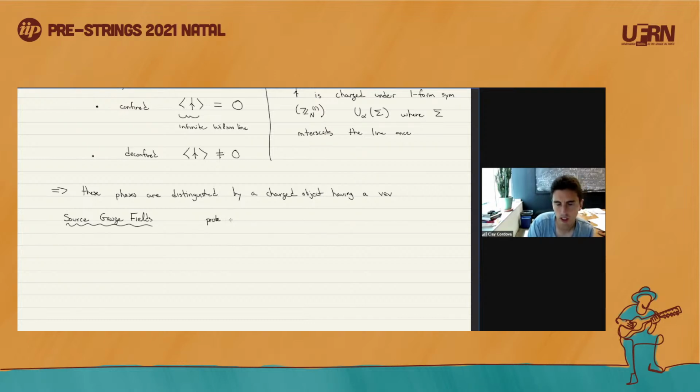When you discuss source gauge fields, what you're going to do is probe your theory with a gauge field, a background gauge field. So we'll start with the situation that we're most familiar with, that is ordinary continuous global symmetry, and we'll build up as we go. We would modify the action by including something like A_mu J^mu, and J, of course, is our conserved current.